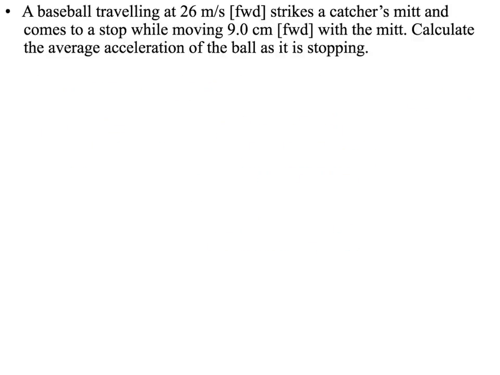A baseball traveling at 26 meters per second forward, so we say VI is equal to 26 meters per second forward, strikes a catcher's mitt and comes to a stop while moving 9 centimeters forward. So the ball is actually going to move the catcher's mitt in the direction of the initial motion. So we'll say displacement is going to equal 9 centimeters, which is 0.09 meters, since all our units are in meters. Calculate the average acceleration of the ball as it is stopping. Since it's stopping, VF is, of course, 0.